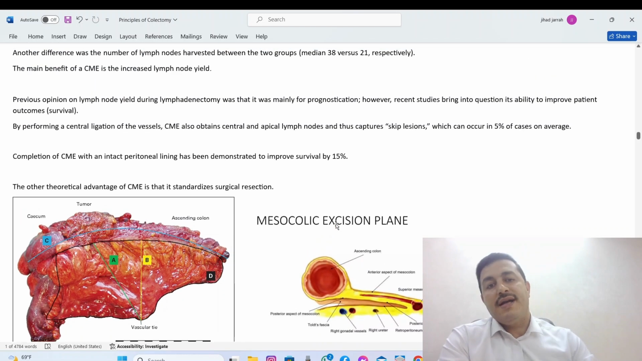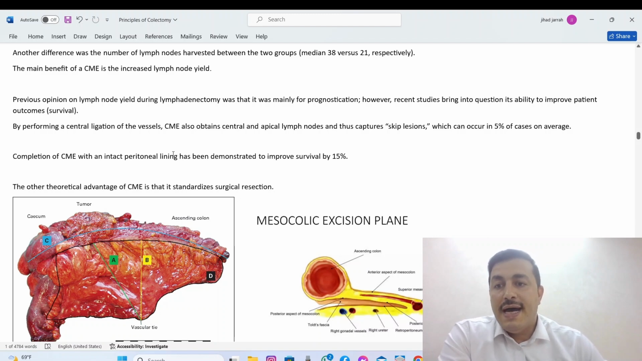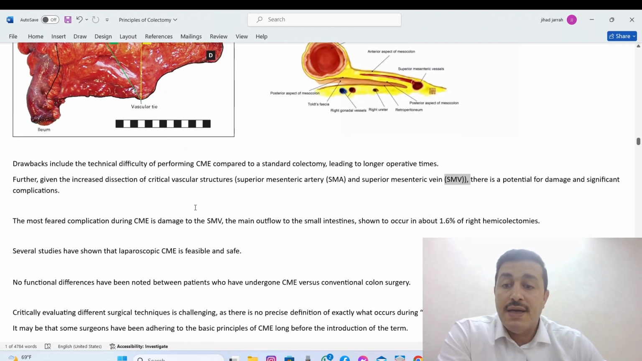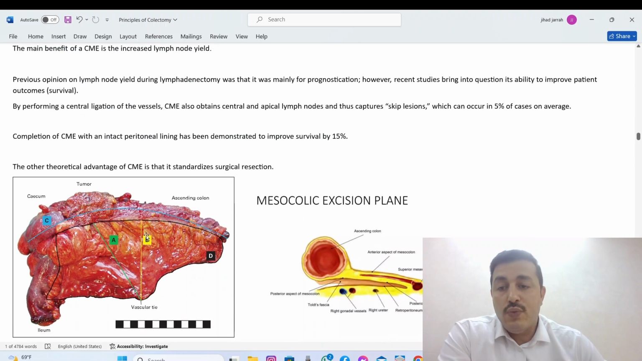One of the fears that face us is the SMV. The SMV can be torn while performing the complete mesocolic excision. The SMV is responsible for the outflow of the small intestine and may result in venous mesenteric ischemia in about 2% of patients. What else can I add? We said that it improved lymph node harvesting, especially the central and apical lymph nodes, and we can pick up the skipped lesions.